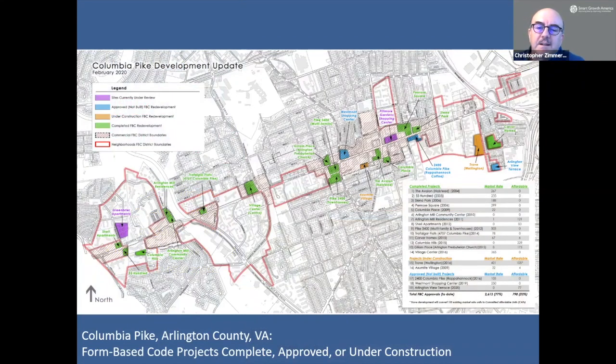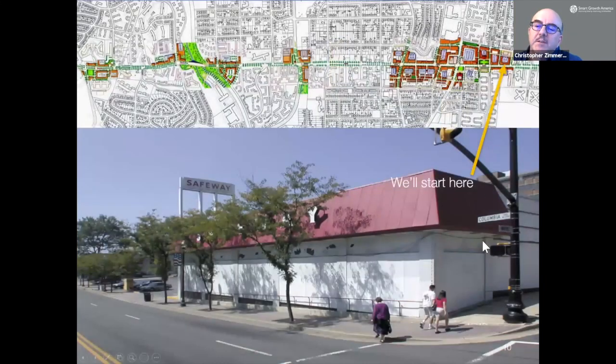This is a map of the corridor from east on the right to west on the left. And these are areas in which all along here, the code has been applied. And this particular diagram shows the development status as of about a year or so ago. As I said, there's more in the pipeline. So we'll start at the east end. And this is actually one of the very first examples.